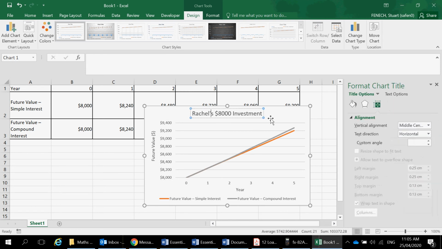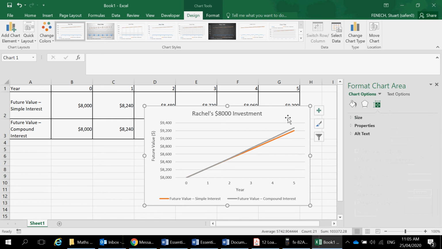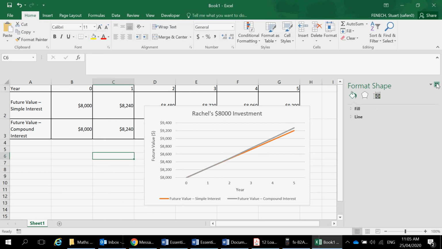I should have put an apostrophe in there, shouldn't I? Because it belongs to Rachel. Some sort of English quirk, don't ask me.